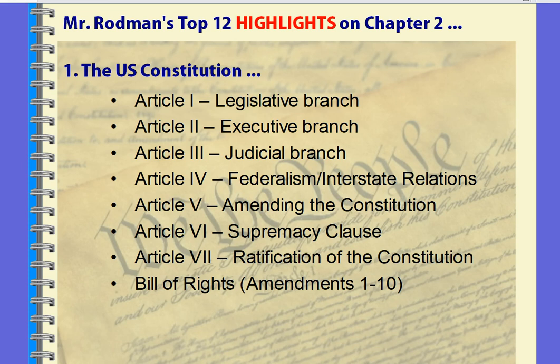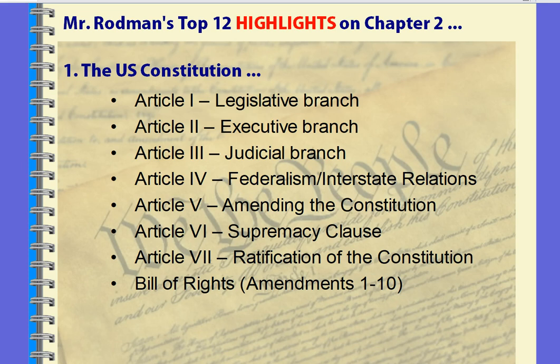Article 5 looks at how to amend the Constitution. We've done that 27 times, the first 10 in the Bill of Rights, and we'll talk more about those in a minute. But that process is 2/3 of Congress and 3/4 of the state legislatures, or 2/3 of Congress and 3/4 of state conventions. And again, we'll look at that in more detail coming up in the top 12 highlights.